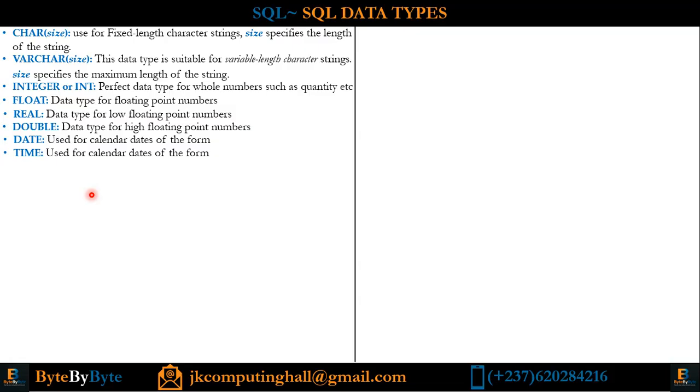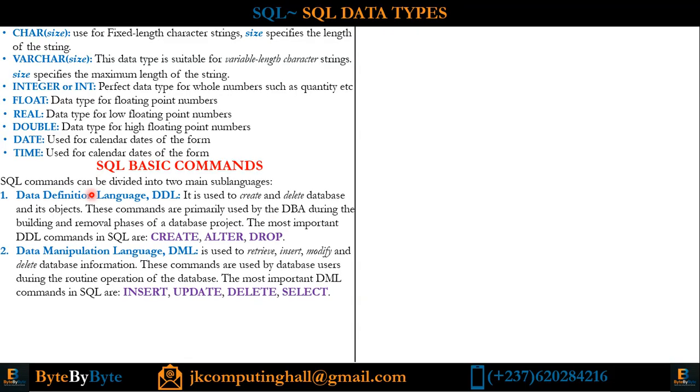We also have time, which is used to save the time. Sorry, that was just a copy and paste. Those fields are used to save the time. Now, take note that we also have other data types which are not mentioned, such as timestamp. We have Boolean, and there are many of them.